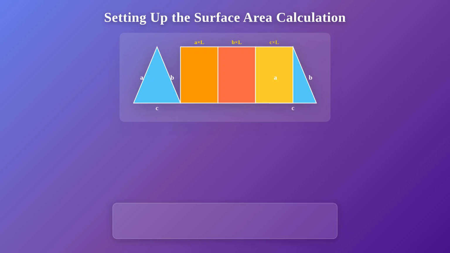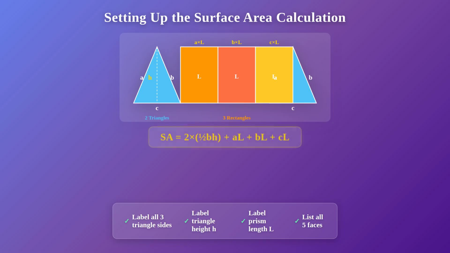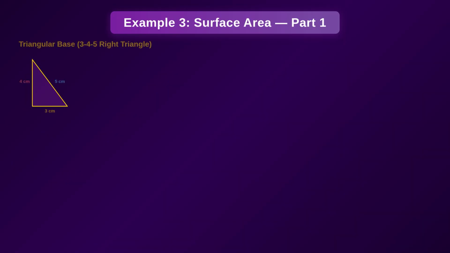Now Maya needs to know how much fabric to buy. That means surface area time. Here's a pro tip for staying organized. Break the surface area into parts and label everything. Draw your triangular face and label all 3 sides. Call them A, B, and C. Mark the base B and height H for the triangle area. Mark the length L of the prism. Now list out each face, 2 triangles and 3 rectangles with widths A, B, and C. Once you have all the pieces listed, plug them in and add. Organization is Maya's secret weapon here.